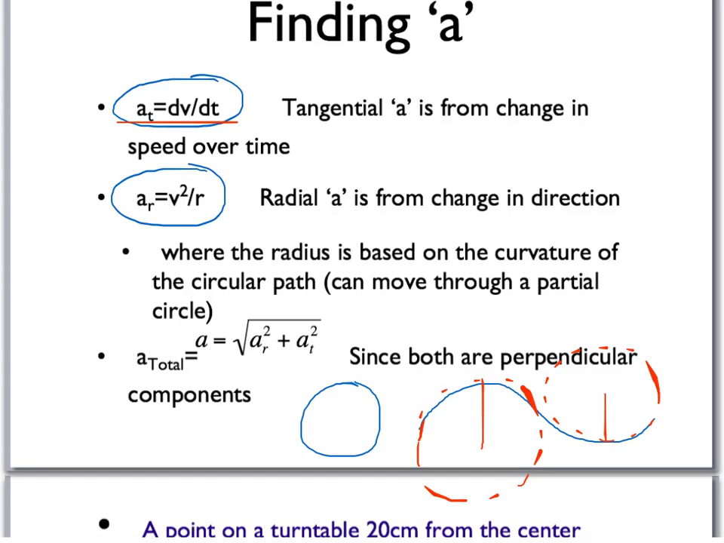Now in this case, if we want to find our total acceleration, we have to understand that that acceleration has, again, two pieces, both the tangential and the radial. But each of those pieces, the tangential and the radial components of acceleration, are at right angles to each other. So your total resultant vector of these two would simply be found using the Pythagorean theorem. So that's where we get the equation of taking the square root of the radial component squared plus the tangential component squared.